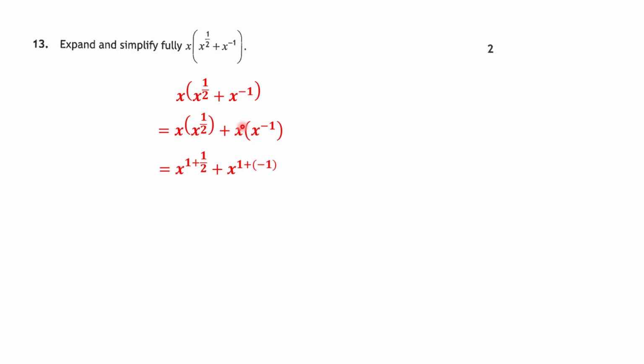Don't forget, x is x to the power 1. Again, x is x to the power 1. You just add 1 and a half, and 1 and minus 1. You get the answer: x to the power 3 halves. 1 plus minus 1 is x to the power 0. And then x to the power 0 is 1. And that's the final answer.